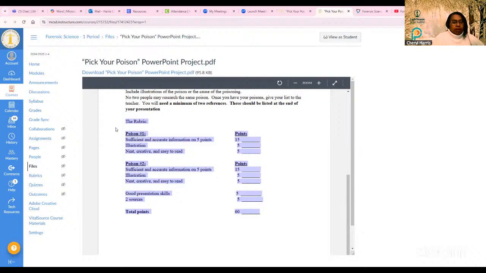All right, so when I do the grade, I'm going to have the rubric up, and on the point distribution will be in the notes section of the grade box.